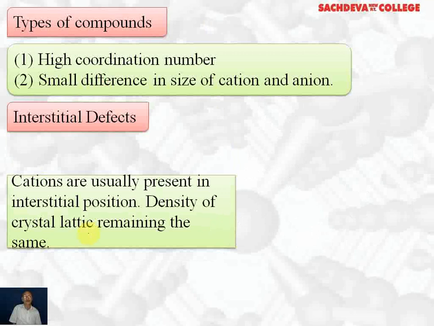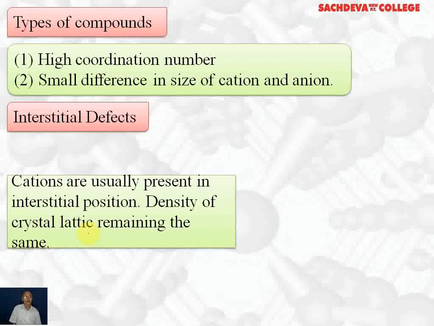Which type of compounds show Schottky defects? Number one, they should have high coordination number. For example, in NaCl, sodium ion has got coordination number 6 and chloride ion also has coordination number 6. Second important condition is there should be a small difference in the size of cation and anion.